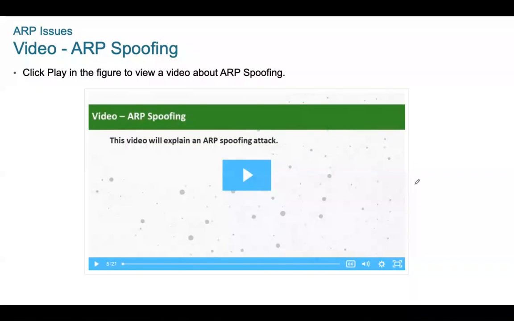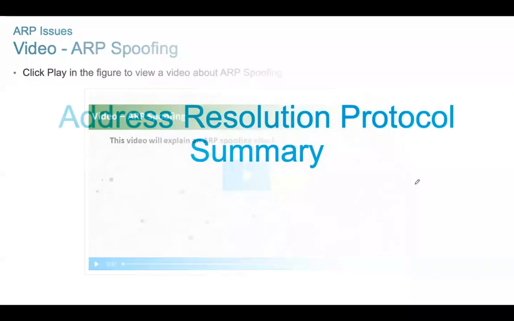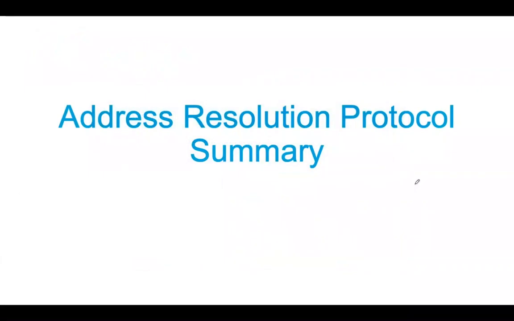Welcome to ARP Spoofing. This is going to be great. To get started, I've got PC1 here that wants to communicate to the web server. PC1 is on the 192.168.1.0 network. The web server is on the 2.0 network. For PC1 to get there, we've got to make our way through this router, which is R1.